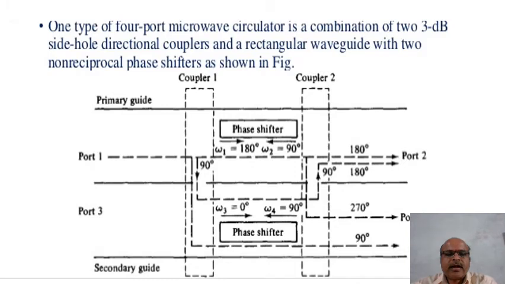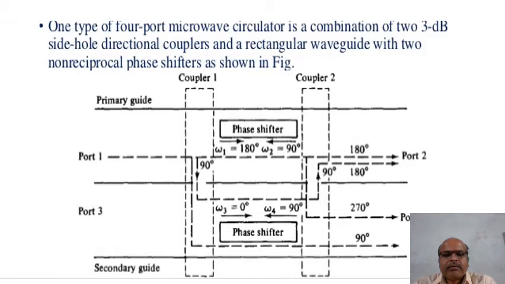So as shown in this diagram, one type of 4-port microcirculator is a combination of two 3 dB side hole directional couplers and a rectangular waveguide with two non-reciprocal phase shifters. So there are two phase shifters as shown in this diagram, and two directional couplers, that is coupler 1 and coupler 2. If you observe here, this is a phase shifter and this is a phase shifter, and this is a primary guide and this is a secondary guide.